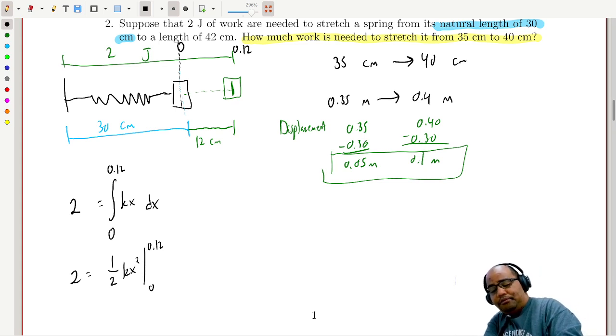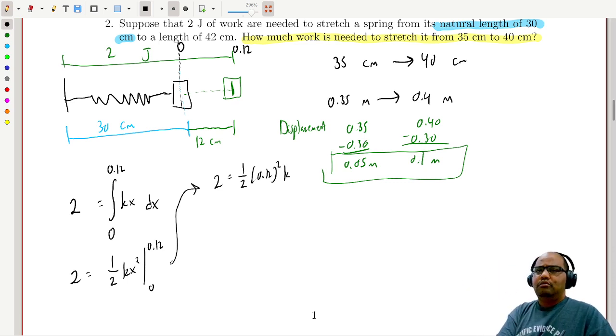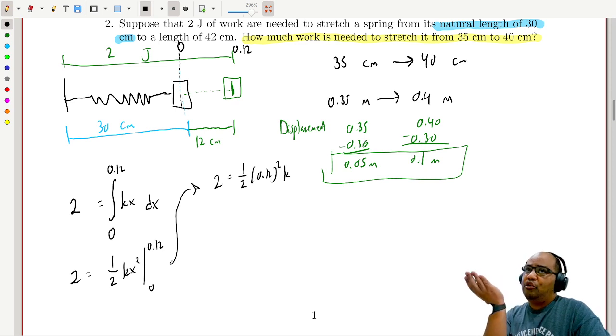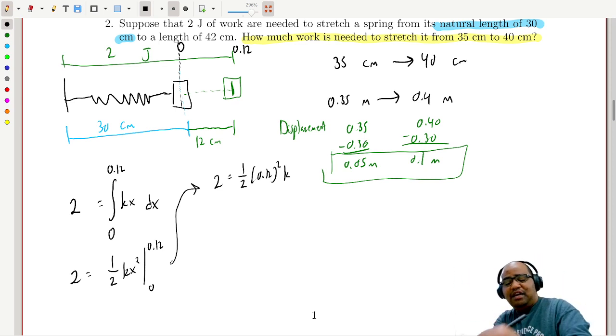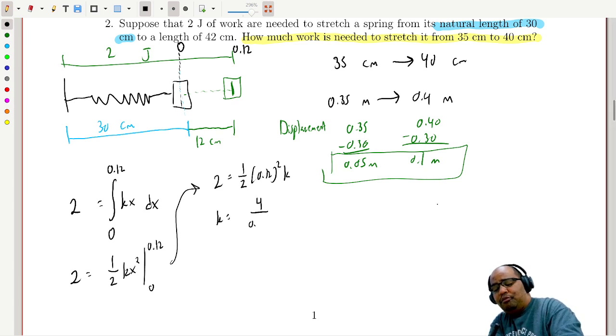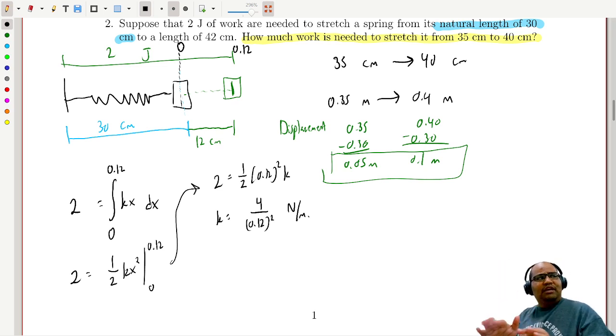Okay, now look at what I get here. We will get 2 is equal to 1/2 times 0.12 squared times k. Well, that's an equation in k, so I can go ahead and solve it pretty easily, right? So we multiply by 2, divide by 0.12 squared, okay? So we get that k is equal to 4 over 0.12 squared. Okay, and I'll go ahead and put the units here. This is in newtons per meter. Okay, I won't write down what the actual spring constant is just yet, because this doesn't turn out to be a nice terminating decimal. But now we have all the information that we need.